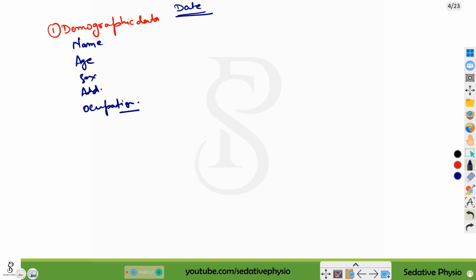Now, address and occupation, why are these two points very important? With address and occupation, we can get to know about the daily lifestyle and the surroundings of the patient, in which surroundings the patient works and lives. The surroundings and the occupational environment make a great impact on the person's health and biomechanics. Now after the demographic data, we have to go for the chief complaint of the patient. The second point is chief complaint.